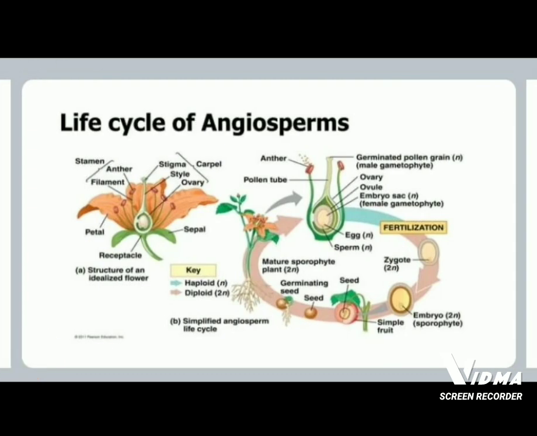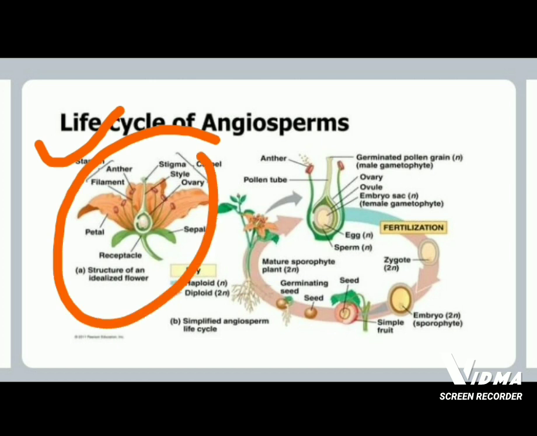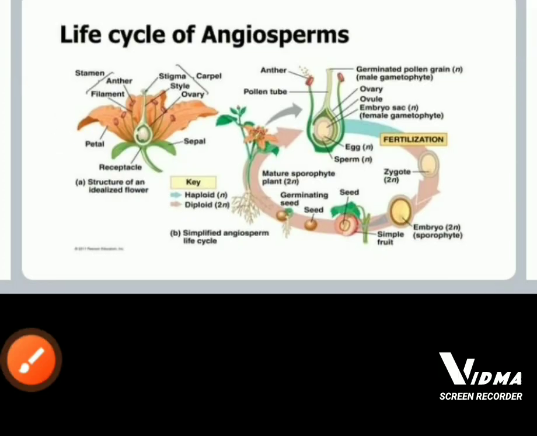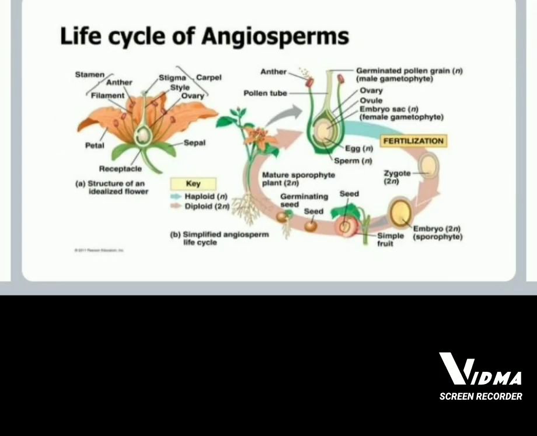The life cycle of angiosperms. We know that the flower part is more important because in this part the reproductive organs are present, stamens and carpels. The mature sporophyte plant will be diploid, and then seed will be formed, simple fruit, embryo will be formed and zygote will be formed, and egg will be formed, and then the flower will be formed.